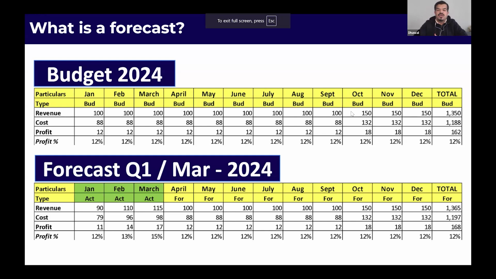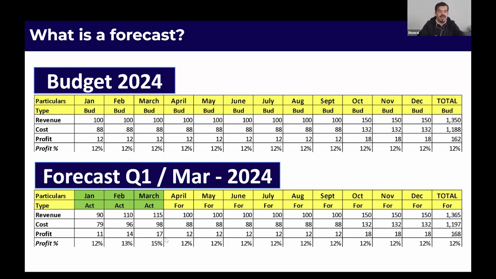Now we have the actual numbers till the end of, okay, there are some questions in the chat at this point. Now we are at the end of March 2024. So we now have February numbers as well. We now have March numbers as well. So now what we will prepare at the end of March is a 3+9 forecast, 3 months of actuals, 9 months of estimates.